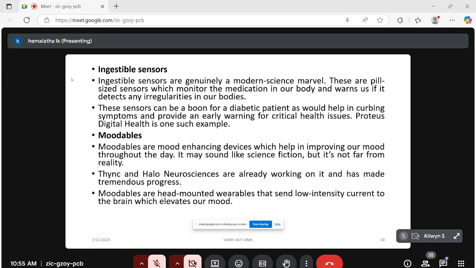And next one is the modables. This one is based on human psychology, or in which mood he is. If he is in a very rigid mood, we can make the patient or the human being return to the normal mode by analyzing the physiological and neurological status of the patient.